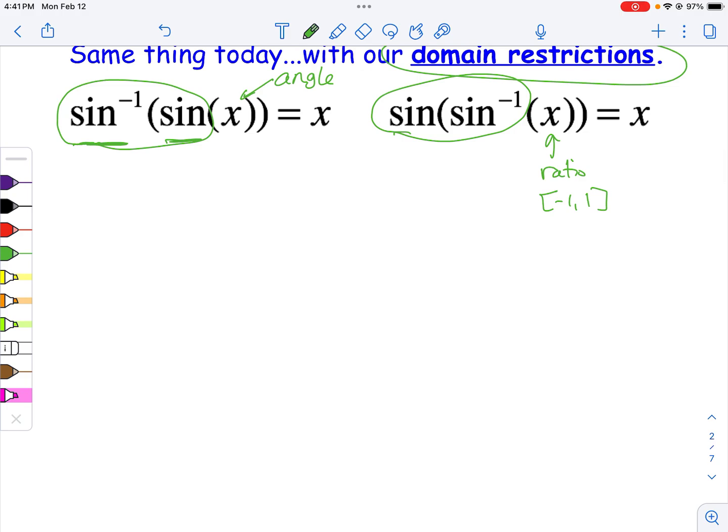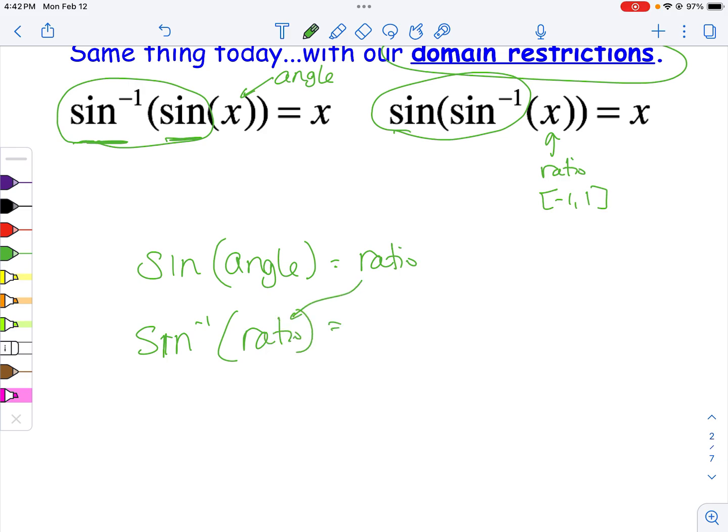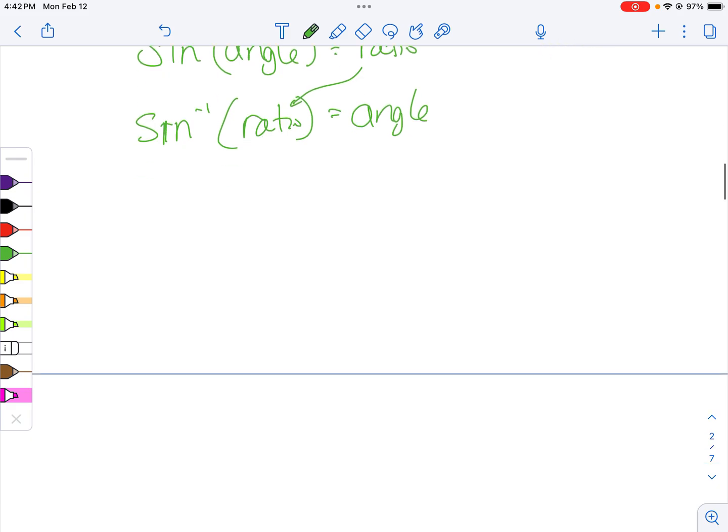One of the big things I want you to remember, though, is that sine is always followed by an angle, and then that answer is always a ratio. And if it's sine inverse, that has to be a ratio, because remember that y becomes the x, and then that answer is an angle. So those are just some important things to remember from yesterday.